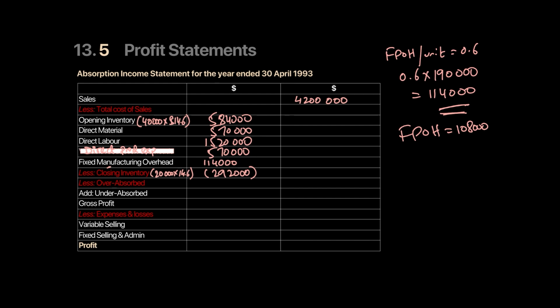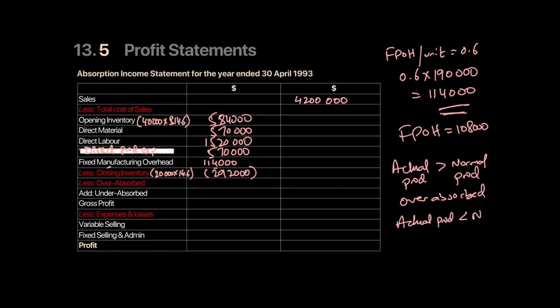So, over here, we've overcharged our fixed cost, and the reason is this: we expected to produce 180,000, but we ended up producing 190,000 units, so we made more units. Now we'll have to adjust this. If your actual production is greater than your normal production, you would have overcharged your fixed cost, or you would have over absorbed it. But if your actual production was less than the normal one, in that case you would have undercharged your fixed cost. So I will call that under absorbed.